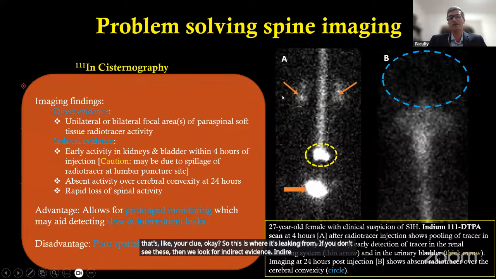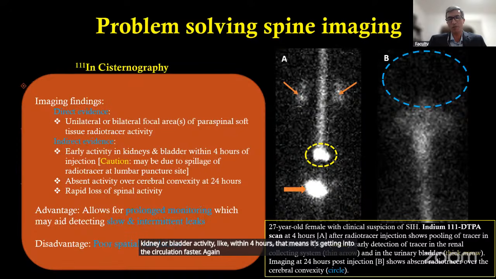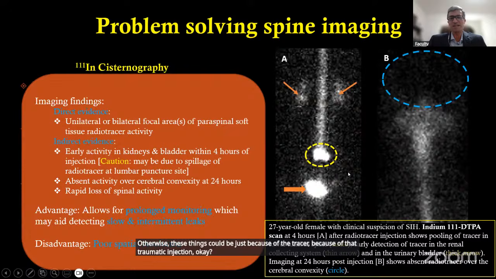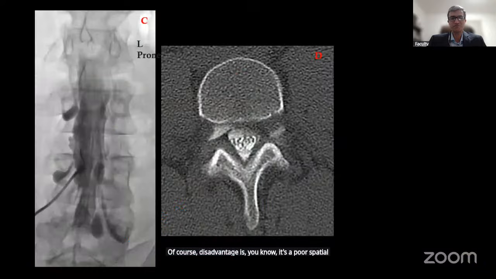Indirect evidence is, if you see kidney or bladder activity within 4 hours, that means the tracer is getting into the circulation faster. Again, there should not be a traumatic lumbar puncture, or tracer infiltrated in the subcutaneous region or beyond the thecal sac. Otherwise, these findings could just be because of a traumatic injection. The other thing is absent cerebral cortical activity, like supratentorial activity even at 24 hours, or rapid loss of spinal activity. These are indirect signs indicating spinal CSF leaks. Of course, the disadvantage is that it's a poor spatial resolution study.